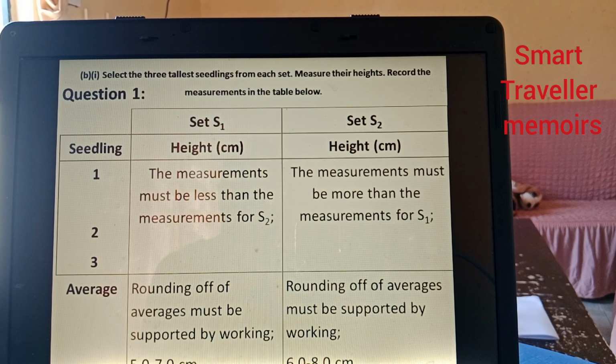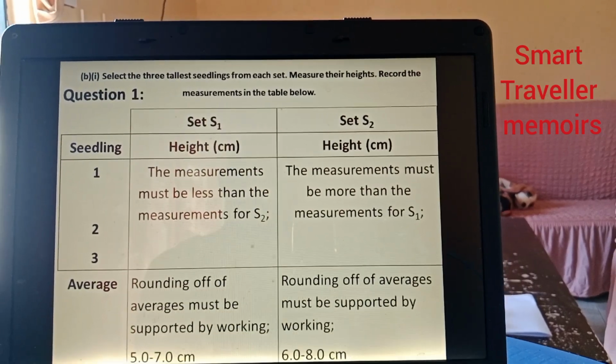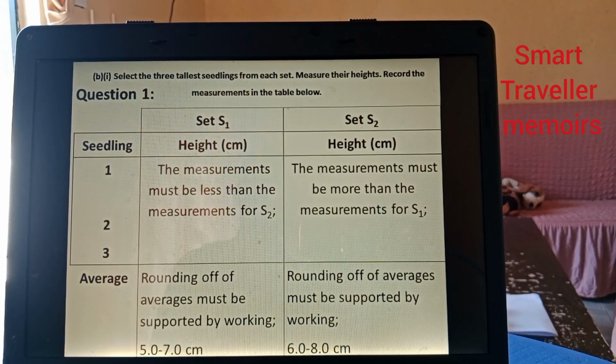Average, rounding off: averages must be supported by working. So you must show working, and for set 1 they range from 5.0 to 7.0 centimeters, and for set 2 they range from 6.0 to 8.0 centimeters. Let me show you that. Push the camera a bit behind. 5.0 to 7.0 centimeters and 6.0 to 8.0 centimeters.